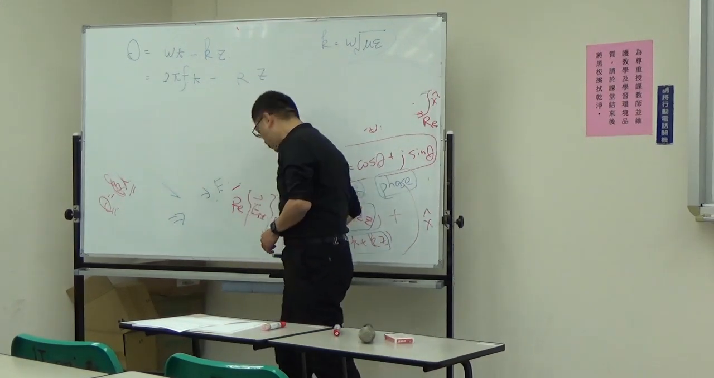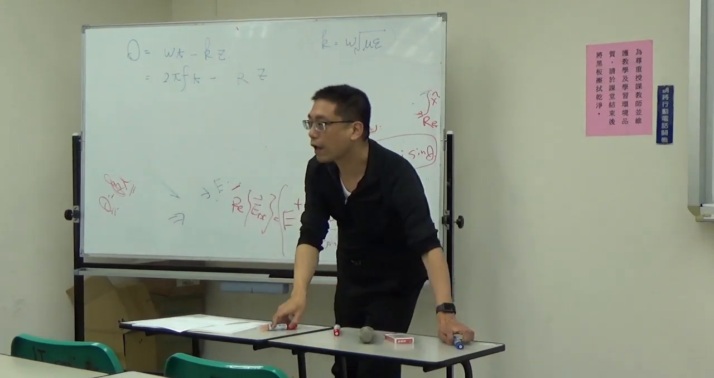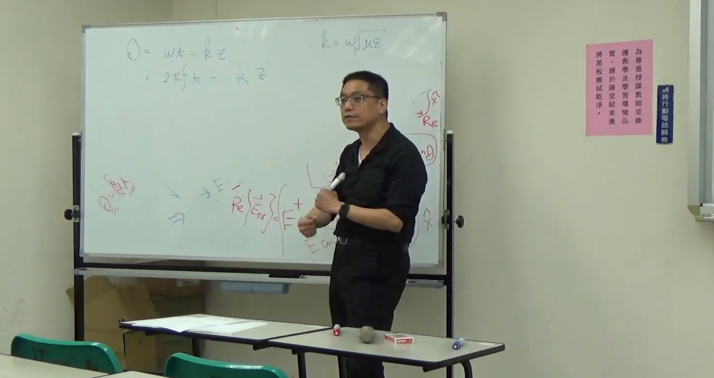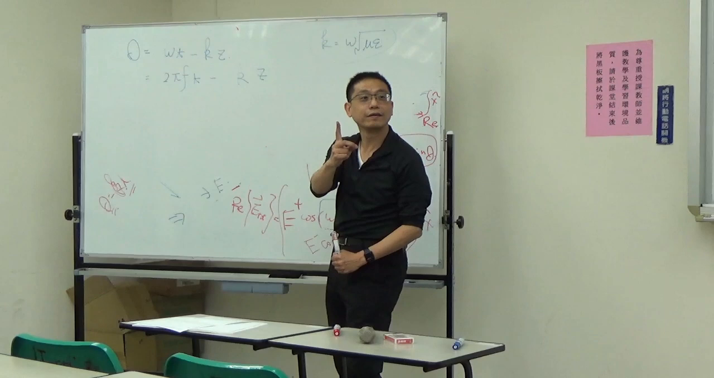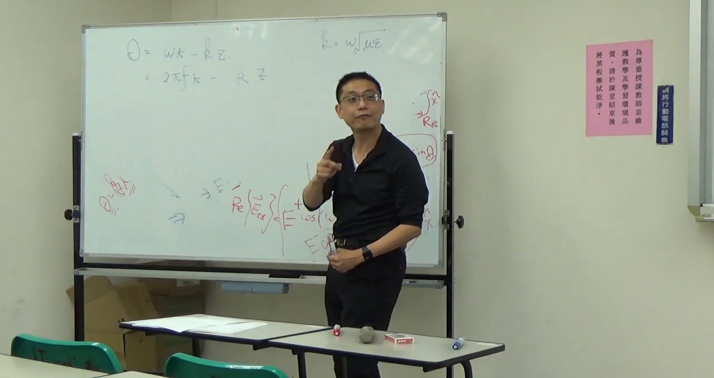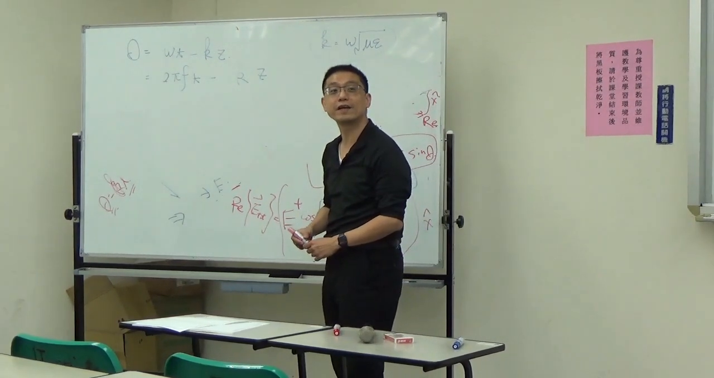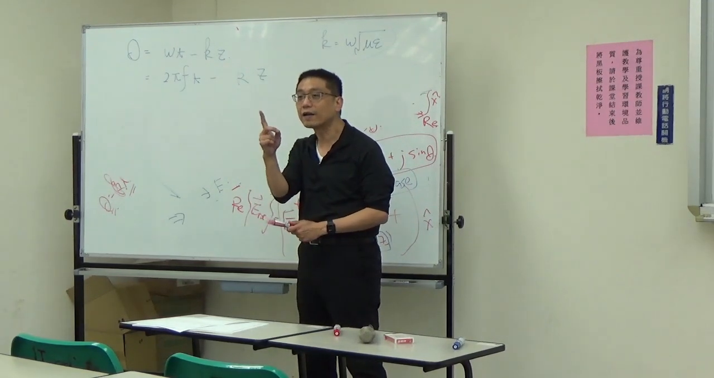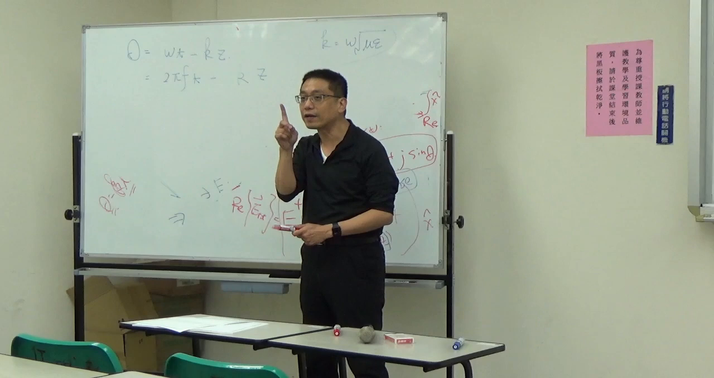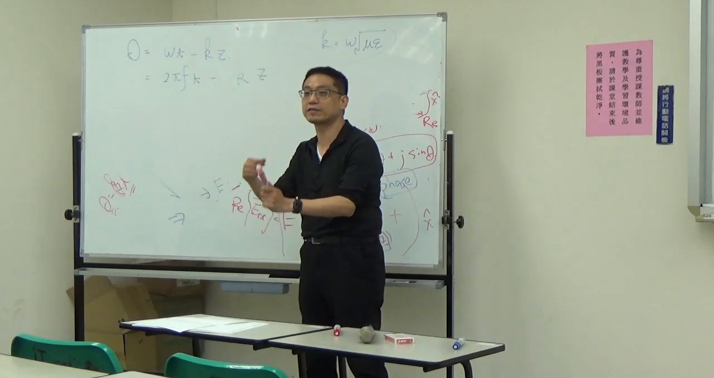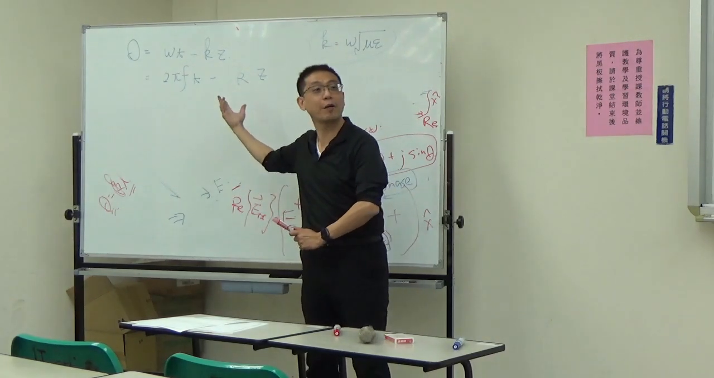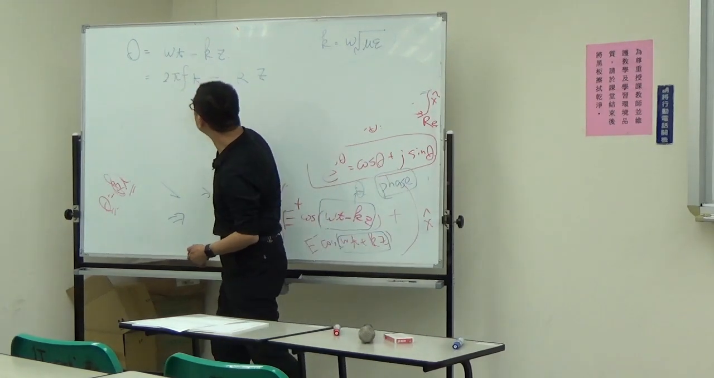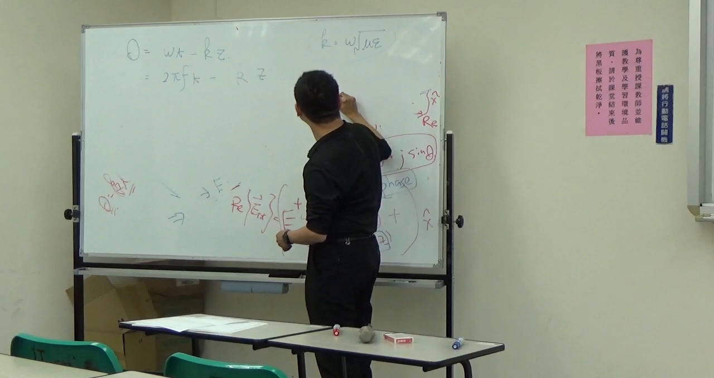What is the definition of f? F means how many times a second, right? Frequency means how many times in 1 second. And in 1 second, how many times does your wave repeat? How many times? So, F equals to, do you know, T.